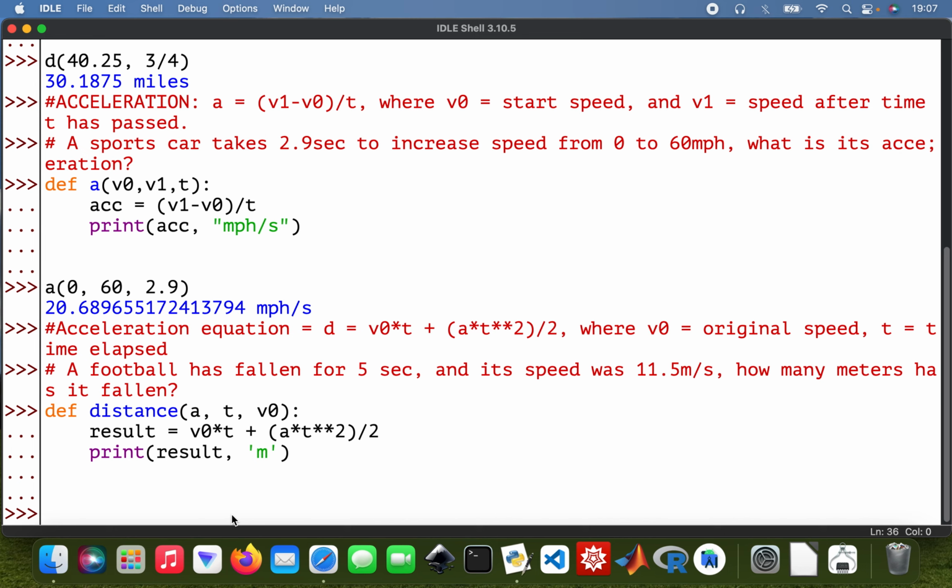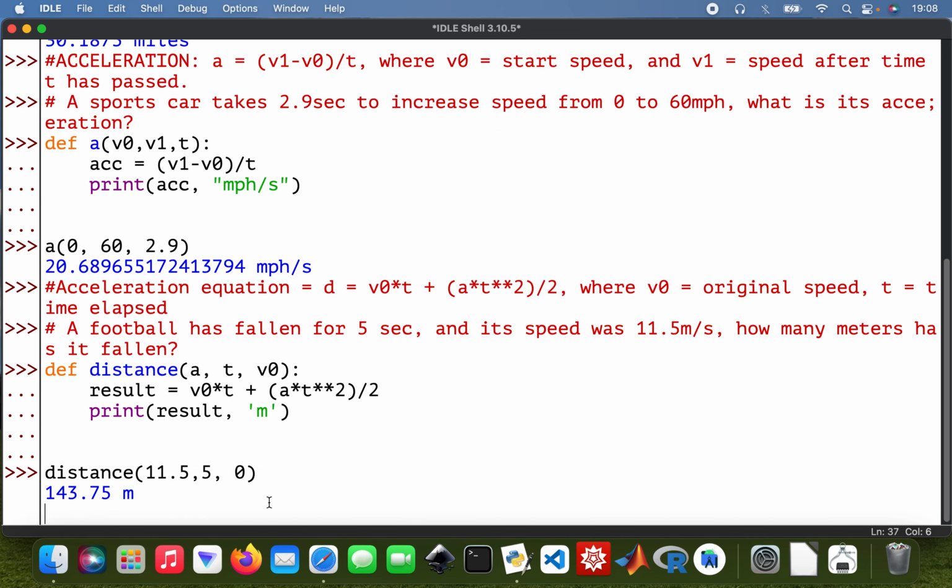So solving that, so distance, so 11.5, and then 5, and then 0. So there we are. So 143.75 meters. Okay, cool. So now I need to look at gravity.